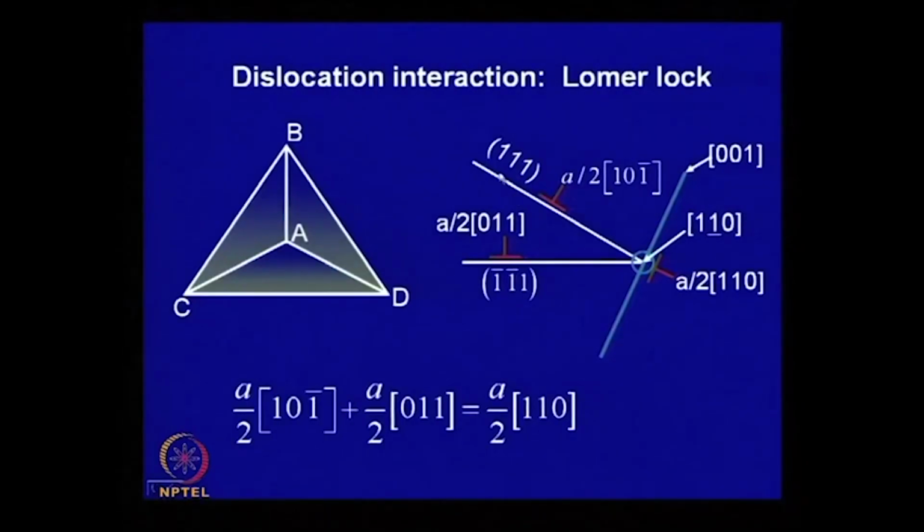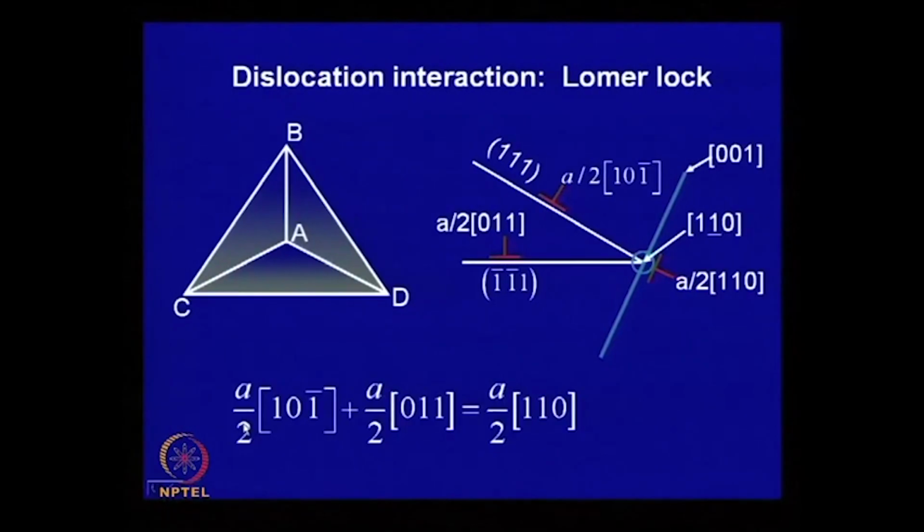These are the two planes, this is 1 1 1, this is 1 bar 1 bar 1, and you can write down and calculate the Burgers vector of this particular dislocation, a by 2 [1 0 1 bar], which is shown over here, and this is a by 2 [0 1 1], which is shown here. If the two add up, then this is the Burgers vector of the resultant dislocation.